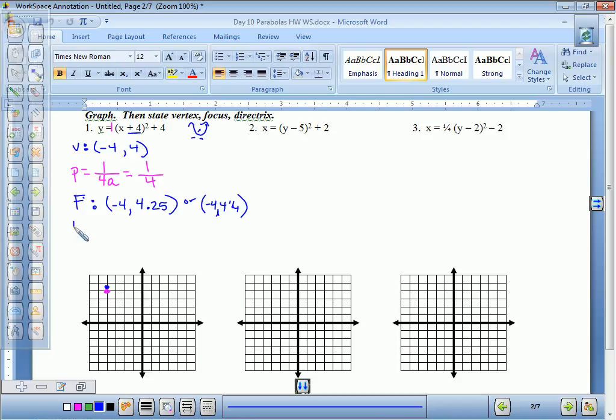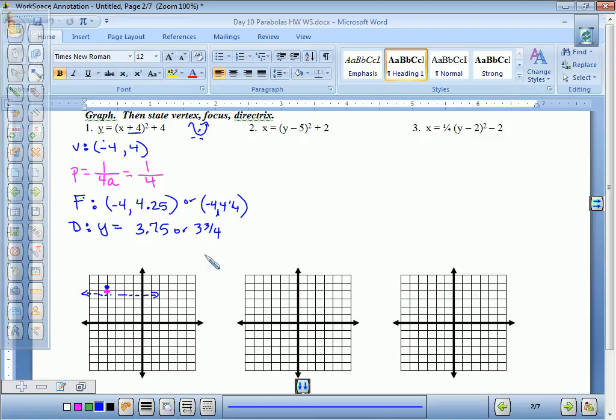Okay, so the directrix is the other way. It is back 1/4, so it would be a straight line, not a curvy, wavy one like I just drew. Okay, if this is y equals, the directrix is y equals. And it's back 1/4, so it would be 3.75, or you could have written 3 3/4.